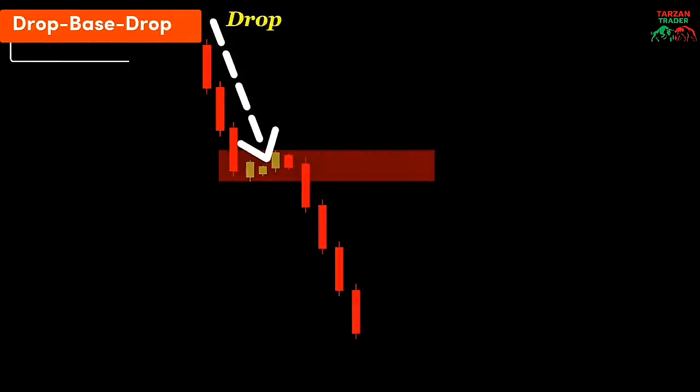Finally, let's break down the drop-based drop. First, we have a clear drop. The market is in a downtrend, and sellers are dominating. The price then pauses briefly, forming a base. This isn't a sign of a reversal, but rather a moment where institutions are setting up for the next wave of selling. What comes next?